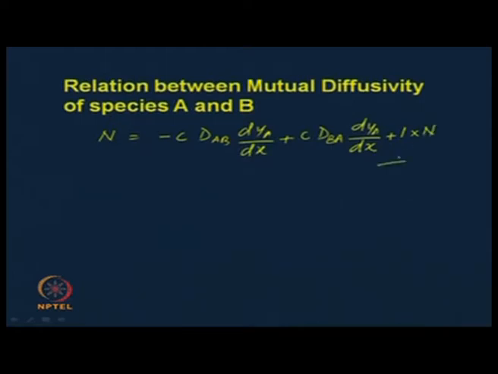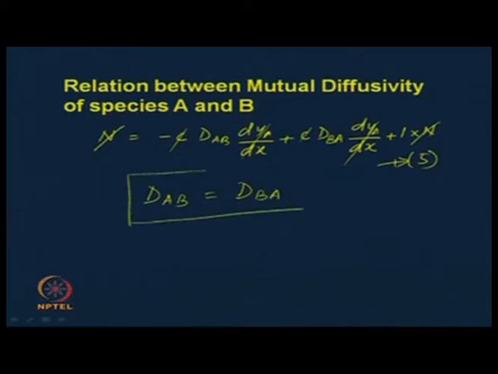So, this is equation number 5, and in this N will cancel out, hence we can write this also will cancel out, and we will have D_AB is equal to D_BA. So, we can prove that the mutual diffusivities between A and B, that is D_AB and D_BA, are the same.